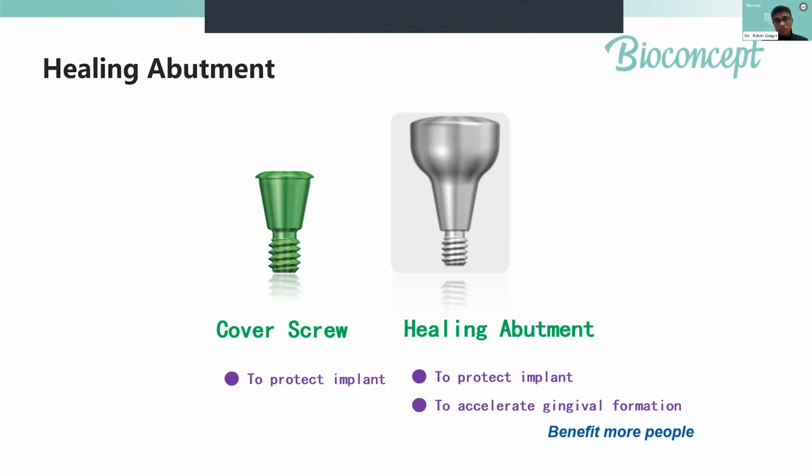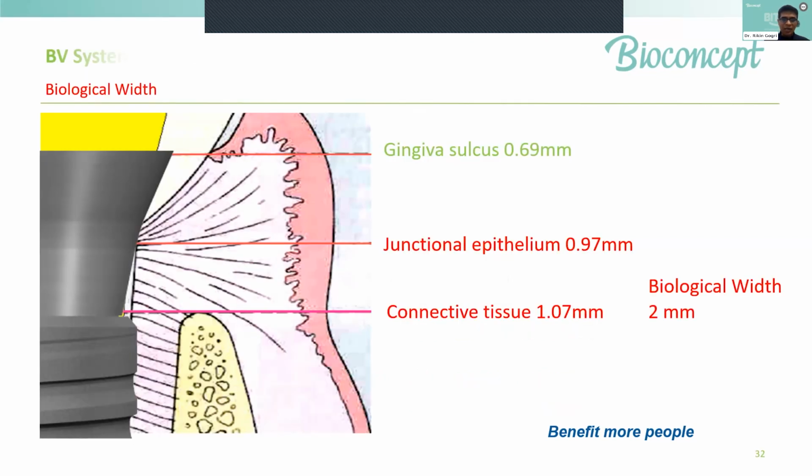crestal bone loss. Similarly, if you are doing implants in the aesthetic zone, and if you have placed the implant well at the crest and there is enough soft tissue available, then you need to have long healing abutments so that there is a good soft tissue formation and your emergence profile will have a very good natural look.